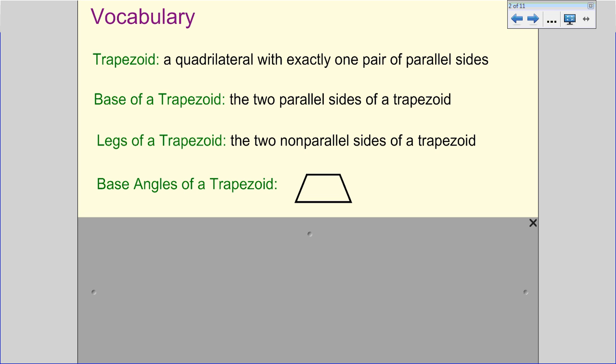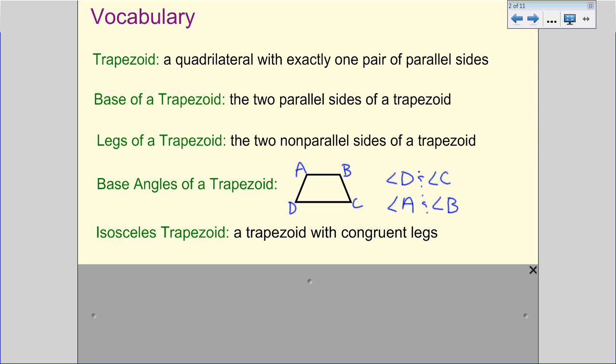The base angles of a trapezoid. When we talk about looking at the base angles of a trapezoid, it was a little difficult to define, so I wanted you to draw a picture of it. We have A, B, C, and D. So we have a trapezoid, and we're going to have four angles, and we're going to take a look at those base angles. Angle D and angle C are what we would call base angles. Angle A and angle B are what we call base angles. So base angles come in pairs, and they're the ones that are at the endpoints of those parallel sides.